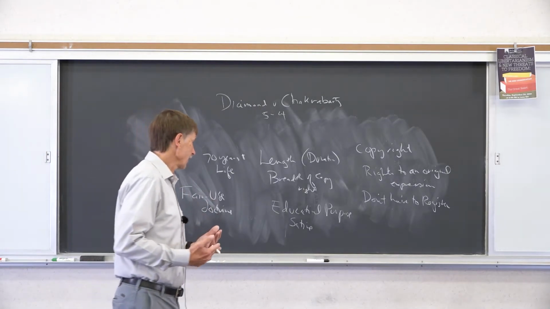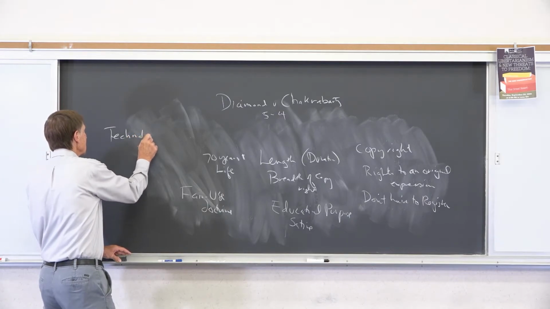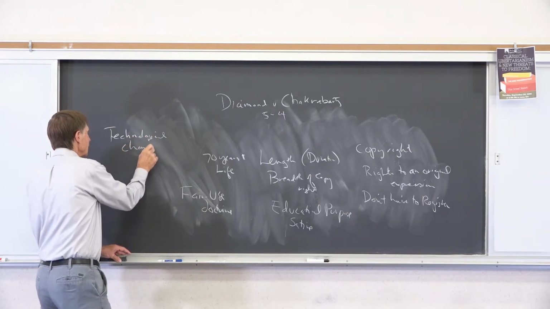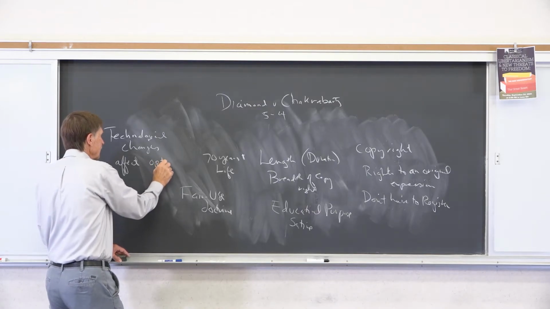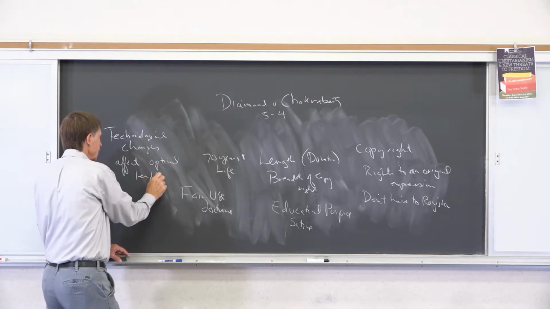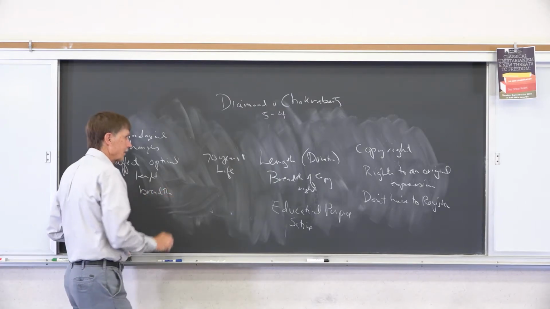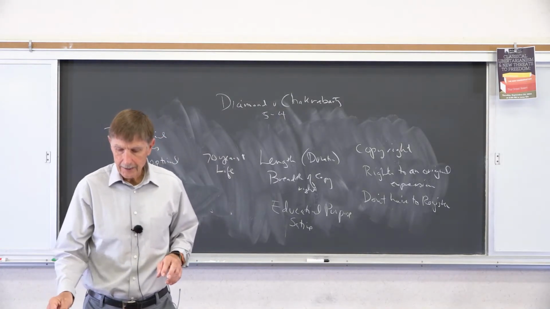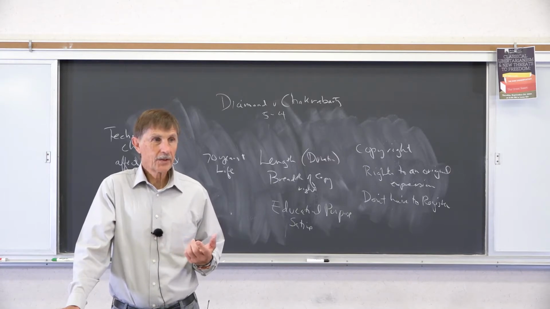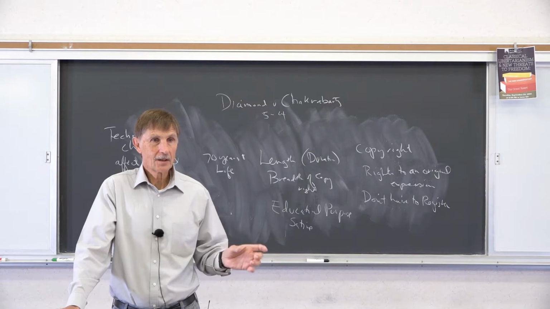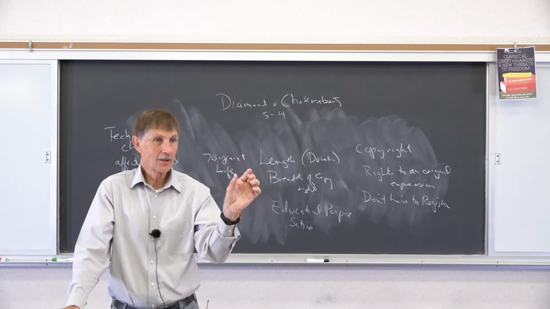Technological changes have certainly made a difference. They will affect the optimal length and breadth of the copyright. So, for example, the internet changed the way academic journals work. I mean, in the old days, if you go into my office, I actually got rid of a bunch of them, but I had all sorts of old academic journals, right?